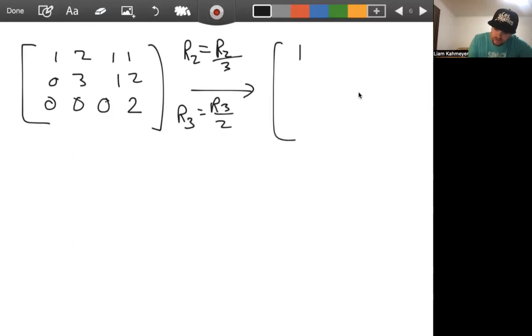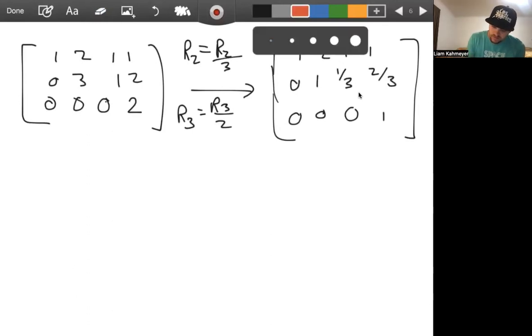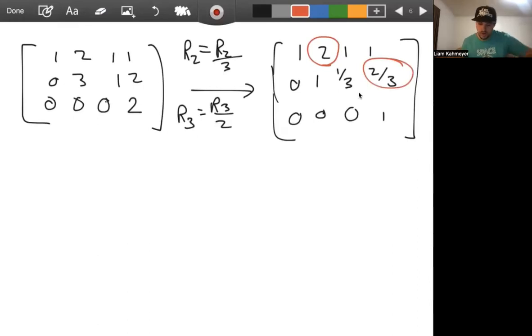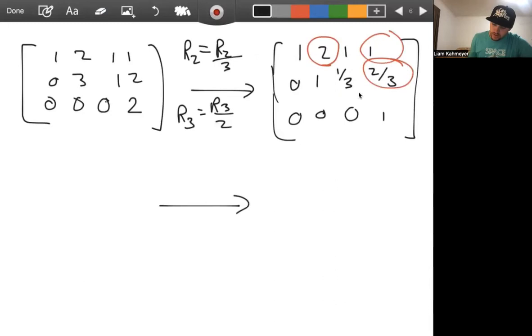This gives us 1, 2, 1, 1, then 0, 1, 1/3, 2/3, and then 0, 0, 0, 1. Right? To get this into reduced row echelon form, we need to get rid of this element and this element and this element, right? So how can we do that?